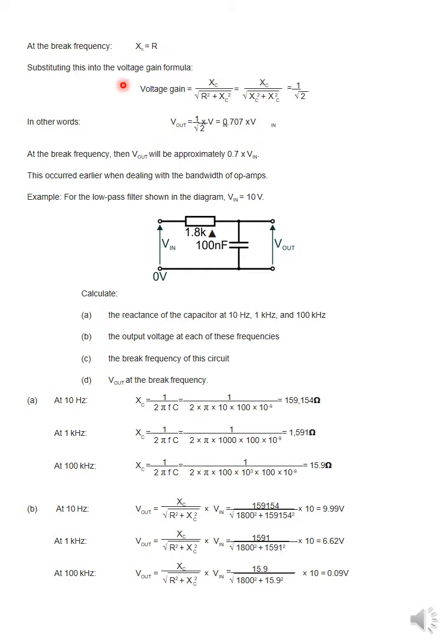Substituting this into the voltage gain formula, you have R square plus XC square. So you can say it is equal to XC square plus XC square, which gives 1 upon root 2. So V out equals V in divided by root 2.